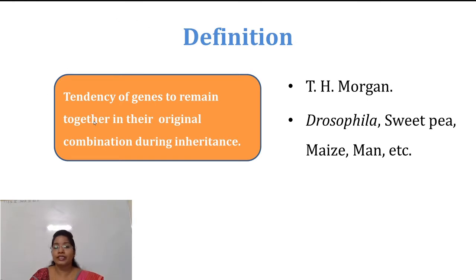This linkage phenomenon was discovered by the scientist T.H. Morgan, and linkage is also reported in Drosophila, the sweet pea plant, the maize plant, and in man also.